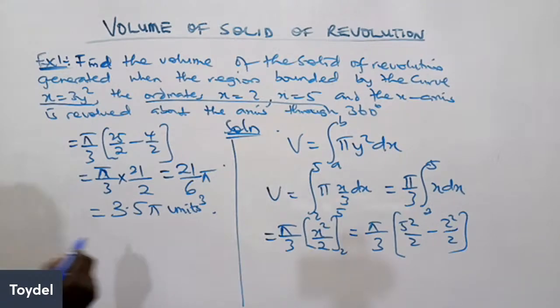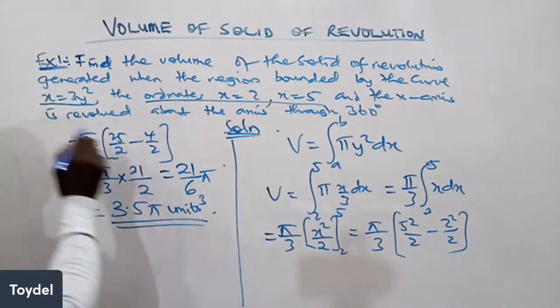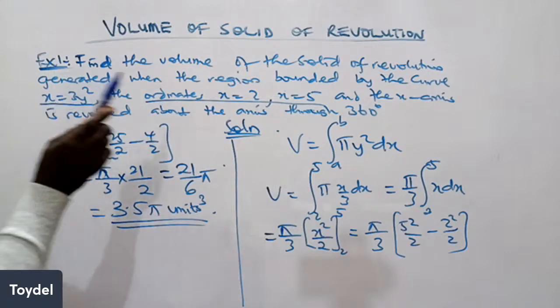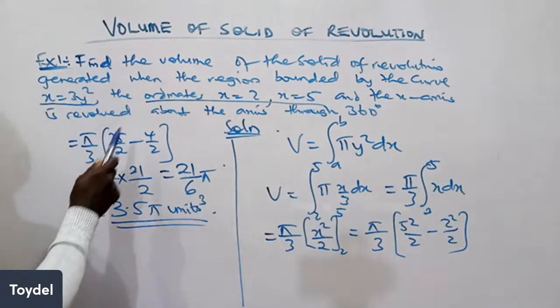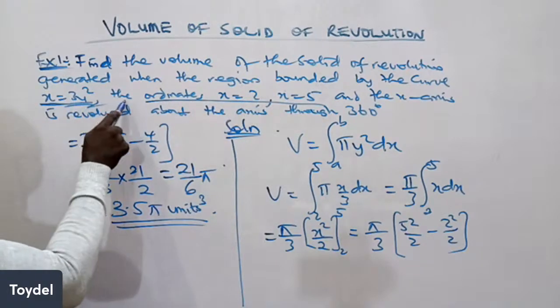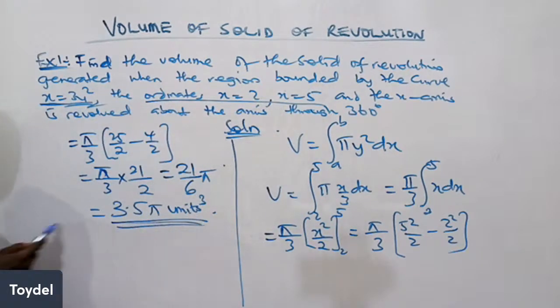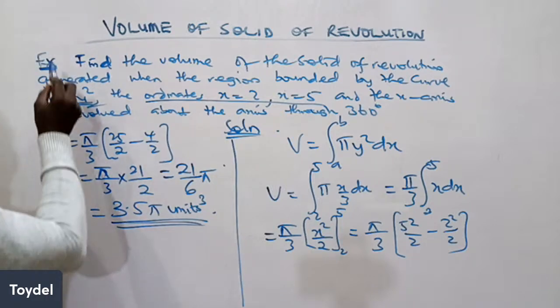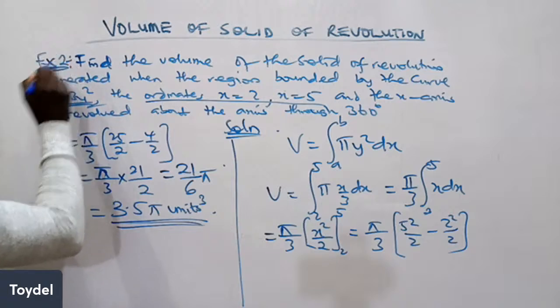So the volume of the solid of revolution generated when the region bounded by the curve and the ordinates is given as 3.5 pi cube units, or unit cube, which is still the same thing. That's what we're going to have, and that will be the answer. Then we go to the second example. Let's take another example.